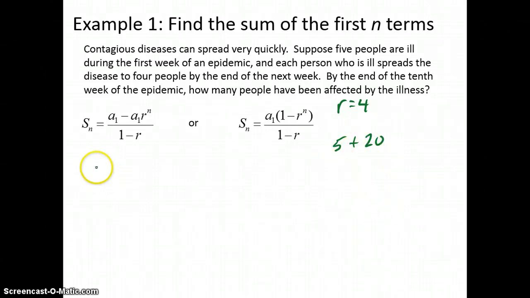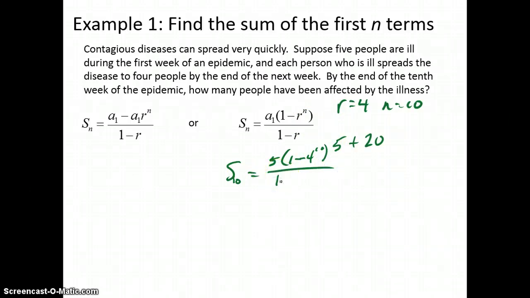So what we can do here is find the sum. I'm going to use the second formula. Again, it really doesn't matter here. And it says we want 10 weeks, so n is 10. We have a sub 1, which is our first number, 5, times 1 minus our r, which was 4, to the n, which was 10, all over 1 minus our r, which was 4.